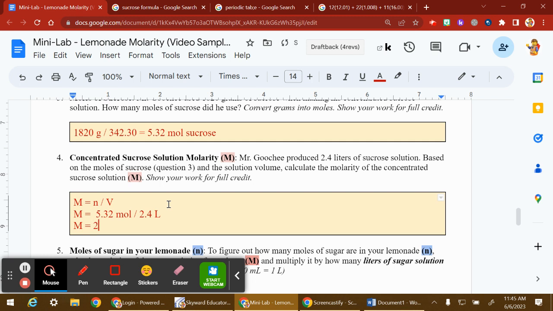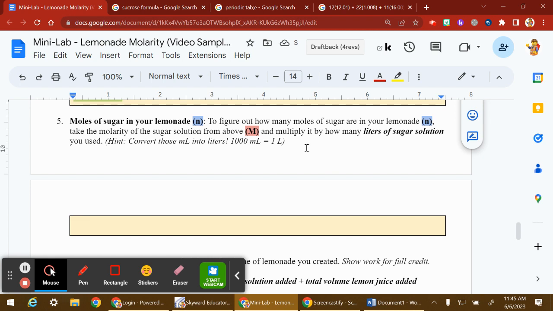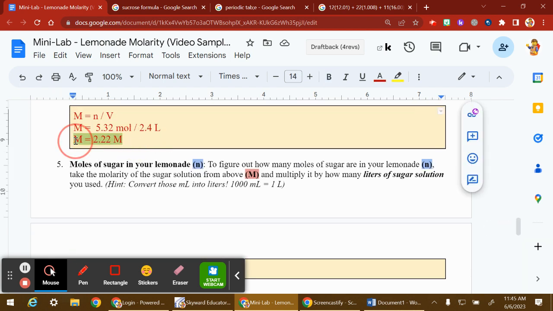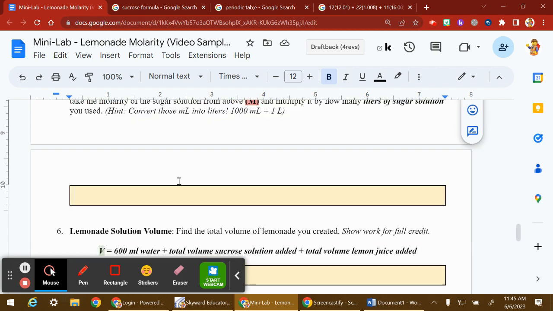This sugar syrup was 2.22 molar. That was the concentration of this, all right? That means this sugar solution had 2.22 moles of sugar per liter. Now, the question is, if this is how strong the solution of sugar syrup was, how many moles of sugar were in my lemonade? How much sugar did I actually put in my lemonade?